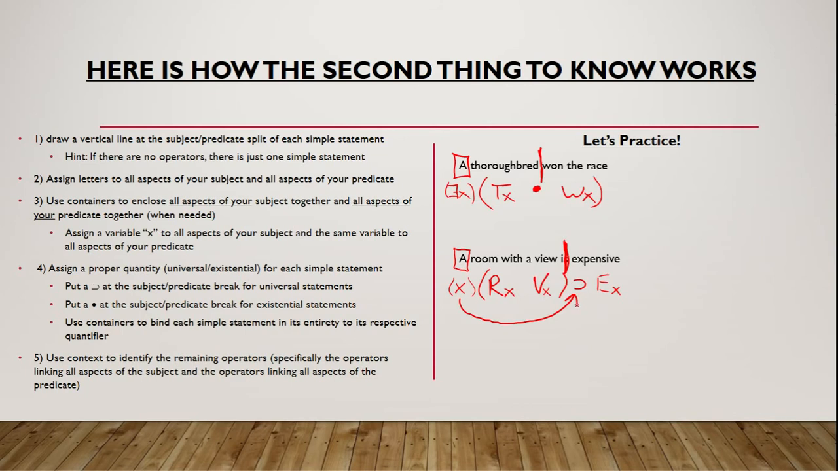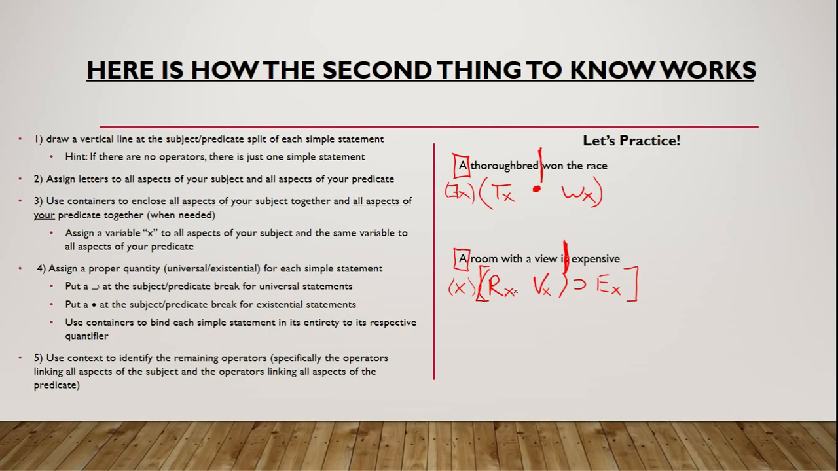Step 6, use containers to bind each simple statement in its entirety to its respective quantifier. So we need to bind this whole statement to this quantifier. We're going to put a square bracket in the beginning and close it off at the end, and now it's bound to that quantifier. And finally, use context to identify the remaining operators, specifically the operators linking all aspects of the subject and the operators linking all aspects of the predicate.